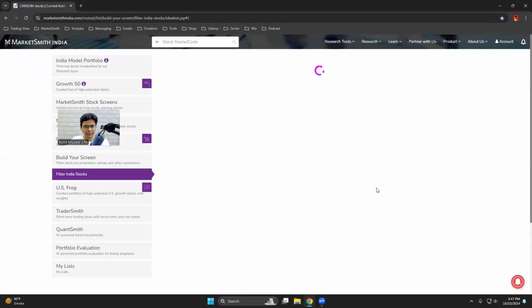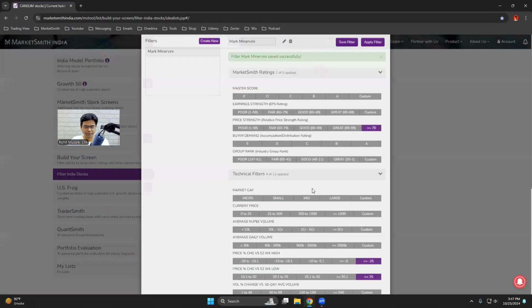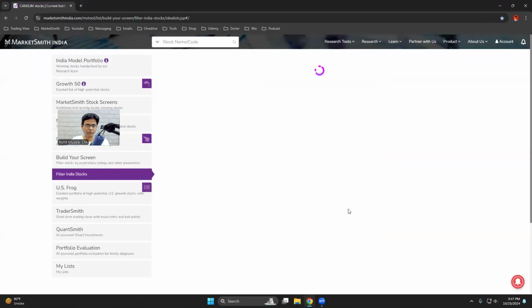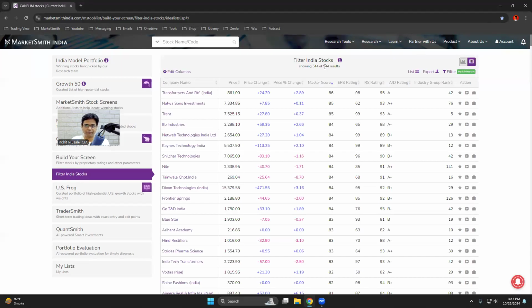Now, we know that there are 5,000 stocks in the Indian stock market. Let us see how many stocks we get in this filter. You have to give it some time because there are going to be a lot of stocks, since our filter is very broad in this case. So see, 544 right now. Last week I checked, this number was 761.